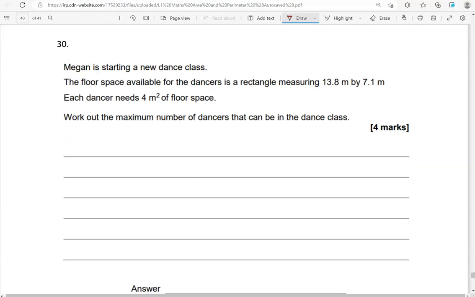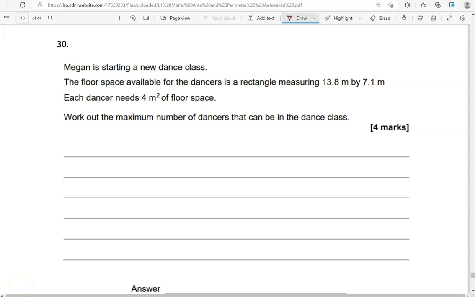Megan is starting a new dance class. The floor space available for the dancers is a rectangle measuring 13.8 meters by 7.1 meters. Each dancer needs 4 square meters of floor space. Work out the maximum number of dancers that can be in the dance class.